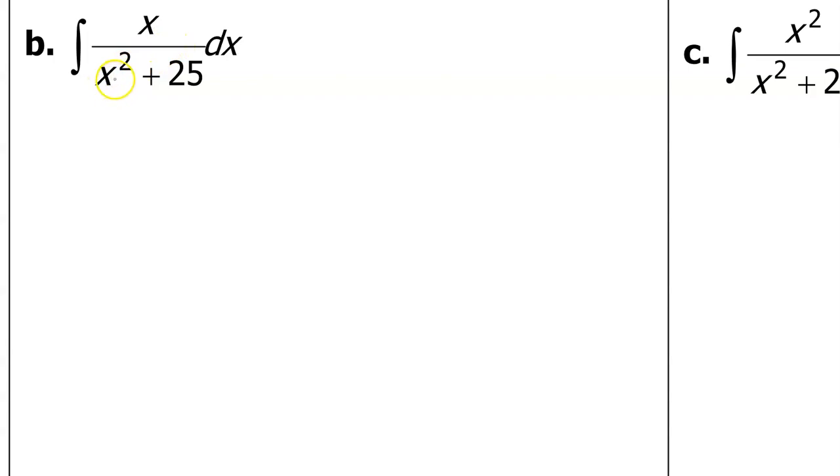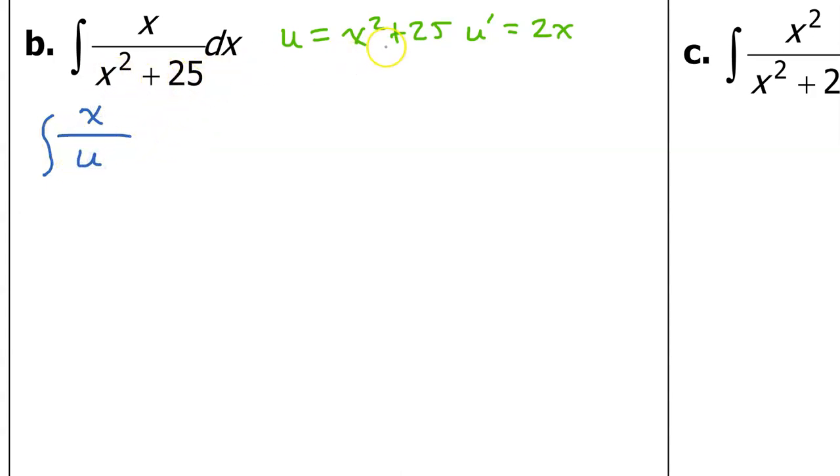Since the denominator only wins by 1, that means we will use U-Substitution. Let's let u equal the entire denominator, x squared plus 25. That means that u prime will equal 2x. So we will do the substitution. We will end up with x over u. We let the entire denominator be u. And instead of dx, we write du over u prime, which is 2x.